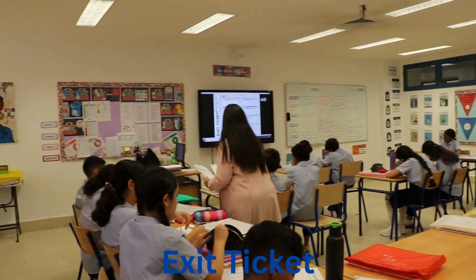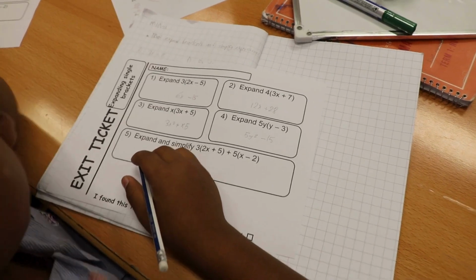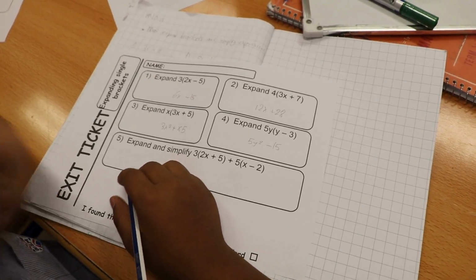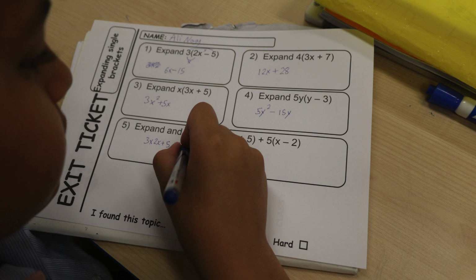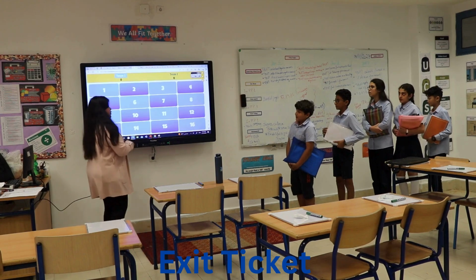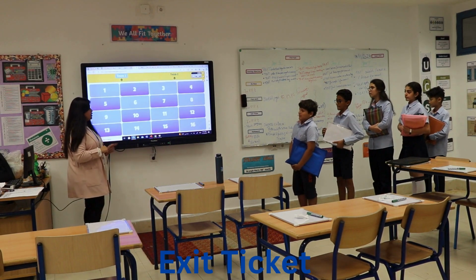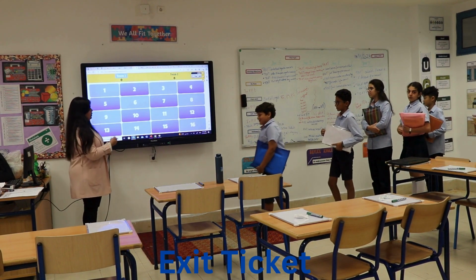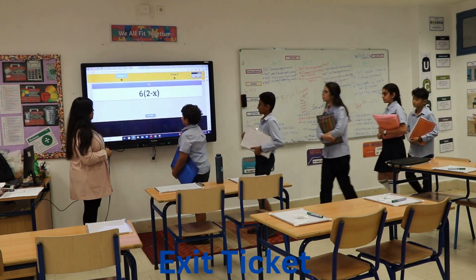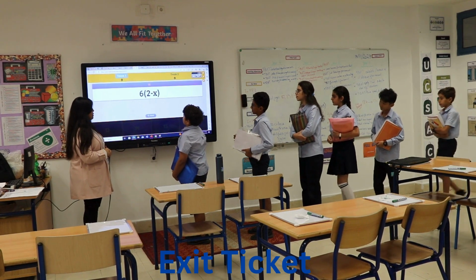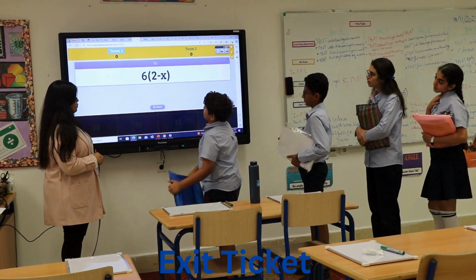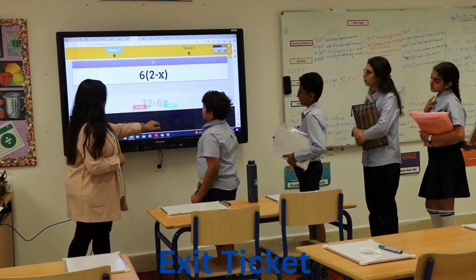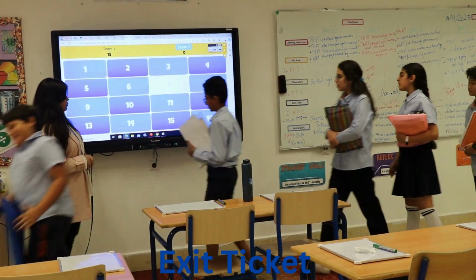Do you all have your exit tickets? I'm done. If it's correct, you leave. If it's not correct, you have to do another one. Okay? Come on, take a card. Tell me your exit, please. 12 minus 6x. Correct. You can leave.